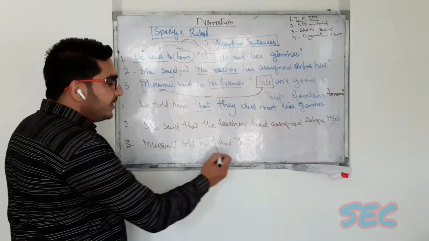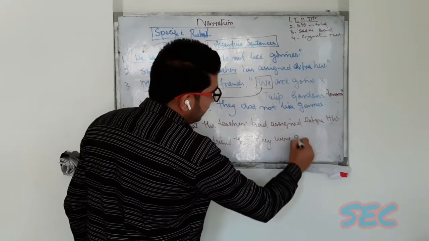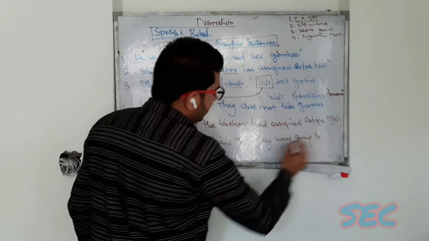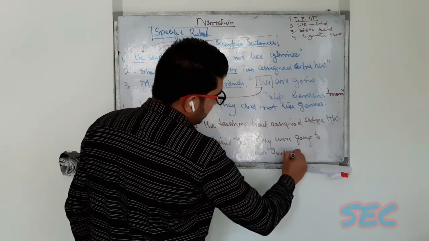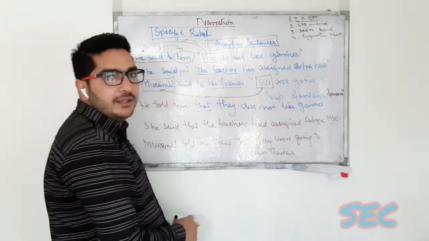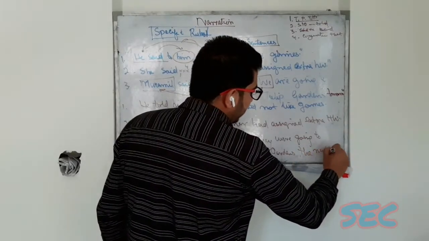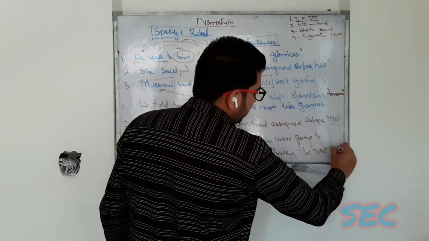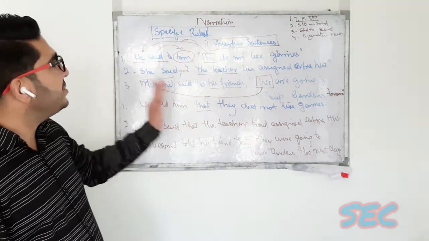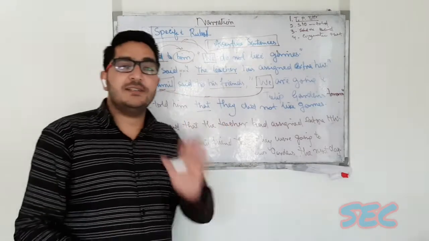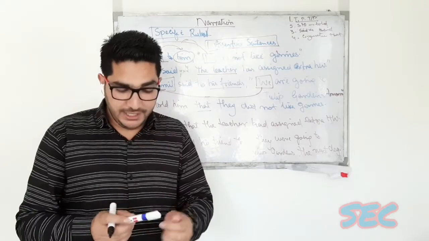So Muzammil told his friends that they were going to tulip gardens tomorrow. They were going to tulip gardens the next day. So this is how we change assertive sentences from direct speech to indirect speech.